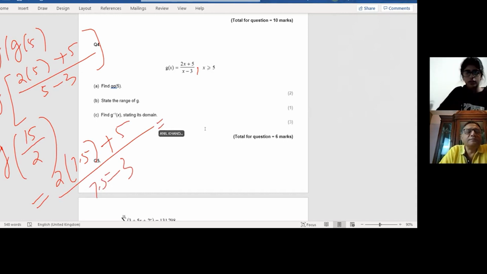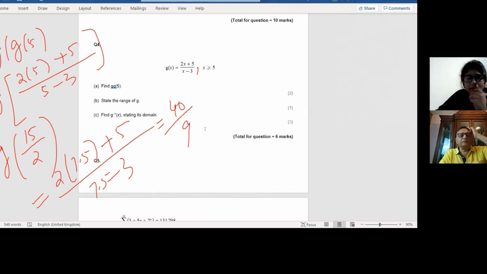So I got 40 over 9. It's a really ugly number. It's just 4.4 recurring. So just keep it in the fraction. Yeah, keep that answer. That's fine. Not a problem, right? So 14, 5, 19. Okay, that's fine. So anyway, you understood the process, right?